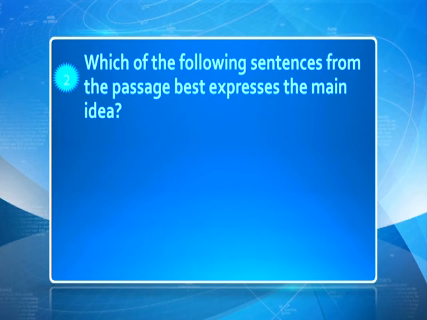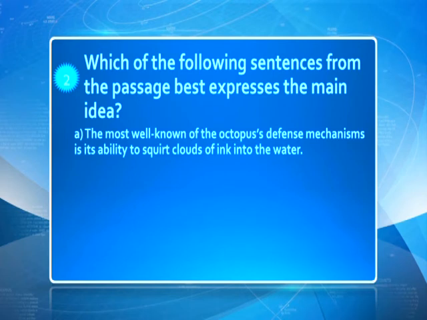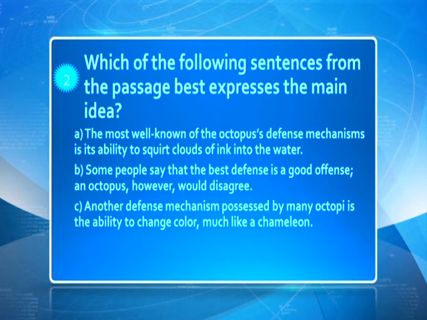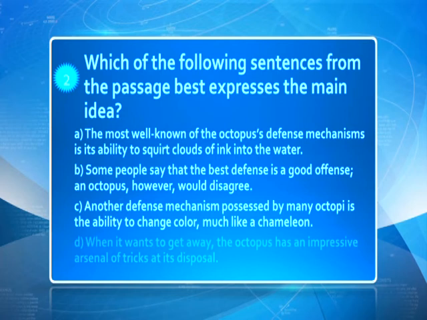Question 2. Which of the following sentences from the passage best expresses the main idea? Is it A, the most well-known of the octopus's defense mechanisms is its ability to squirt clouds of ink into the water? Is it B, some people say that the best defense is a good offense? C, another defensive mechanism possessed by many octopi is the ability to change color? Or D, when it wants to get away, the octopus has an impressive arsenal of tricks at its disposal.